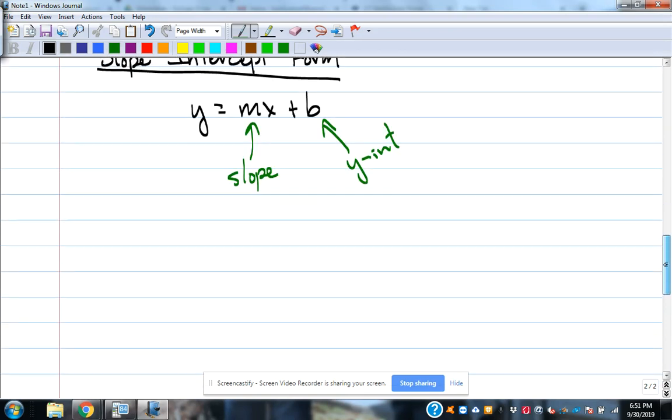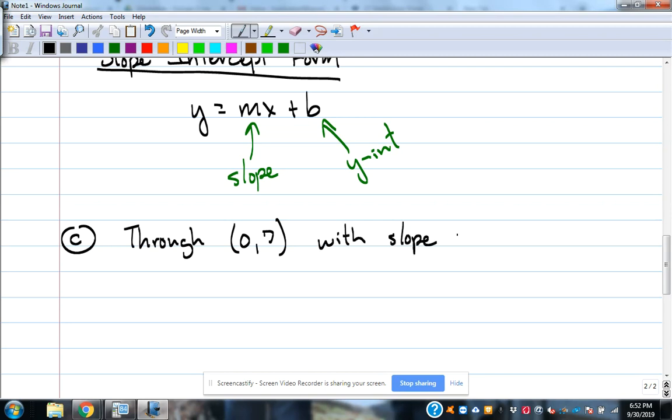Okay, so example C, through 0, 6, well, let's do 0, 7 instead of 6. 6 looks too much like a B. With slope of -2. So we got a slope of -2 and it goes to the point 0, 7. What do we know about the point 0, 7? Where's it at?